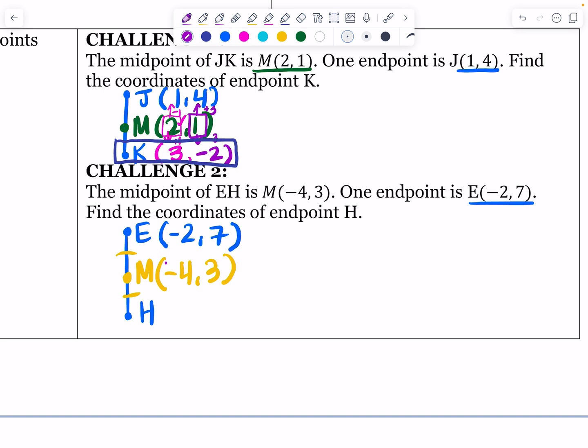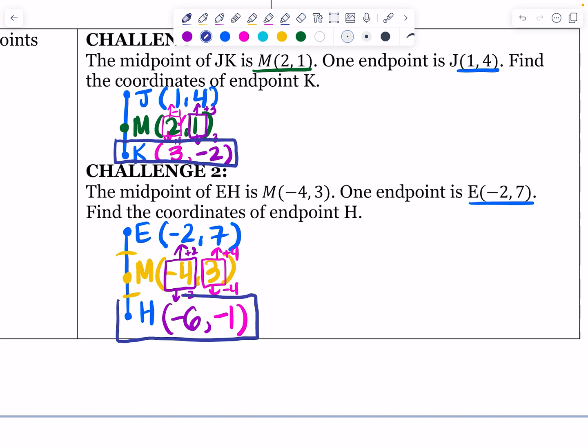So again, look at the middle and see how far it is from that other endpoint. How do I get from negative 4 to negative 2? I'd add 2. So let's go the other direction and subtract 2. What is negative 4 minus 2 more? That's going to give me negative 6. Okay, how do I go from 3 to 7? I increase by 4, so plus 4. So I'm going to do the inverse, which is decrease by 4. 3 minus 4 gives me negative 1. So what is that other endpoint?